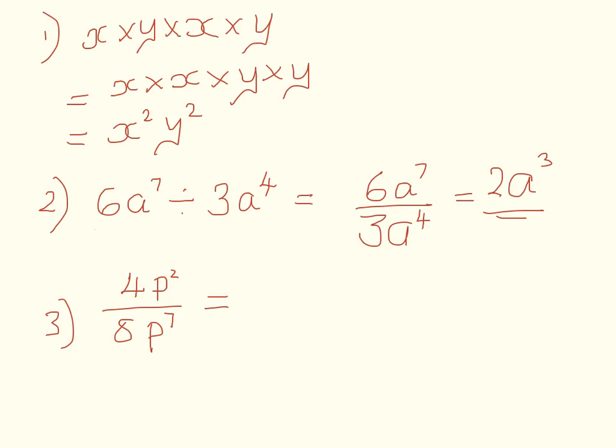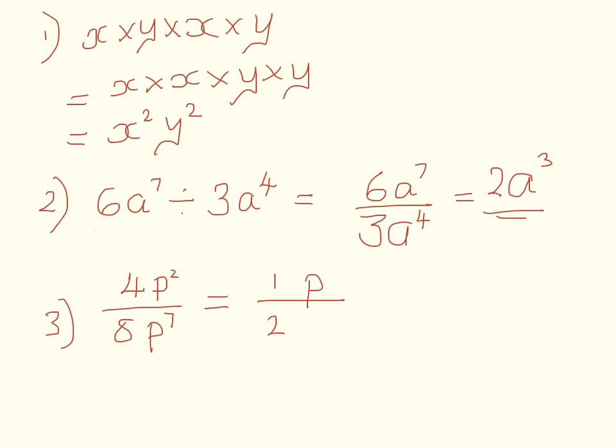In our third example, we've got 4p squared over 8p to the 7. 4 over 8 we can simplify to 1 over 2. p squared over p to the 7, again that's the division index rule. So 2 take away 7 is actually minus 5.